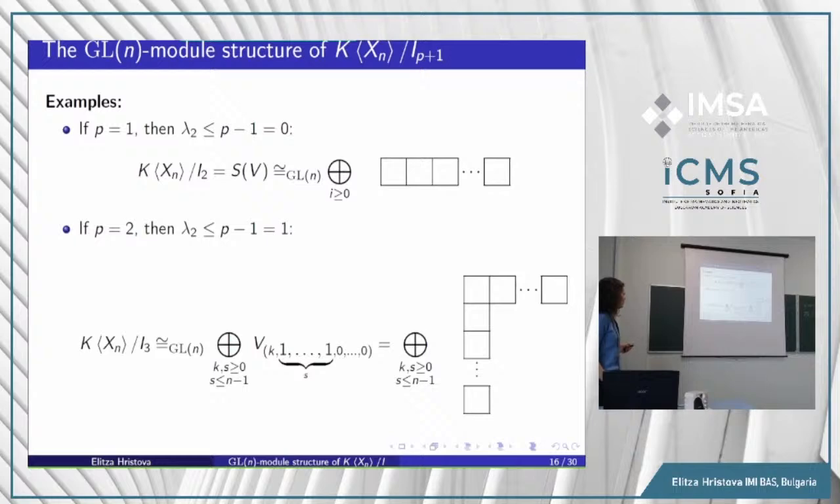And also in this case, p will be 2, and so lambda 2 will be bounded by 1. And that's exactly what happens. The first row grows, but we can have only one box after the first row. And this bound is also exact for the other cases.